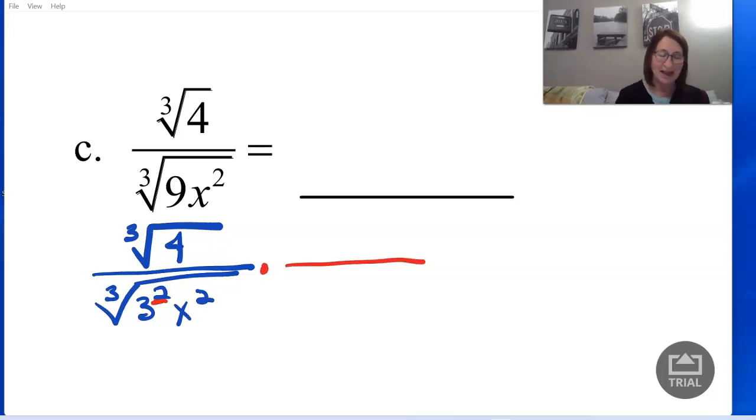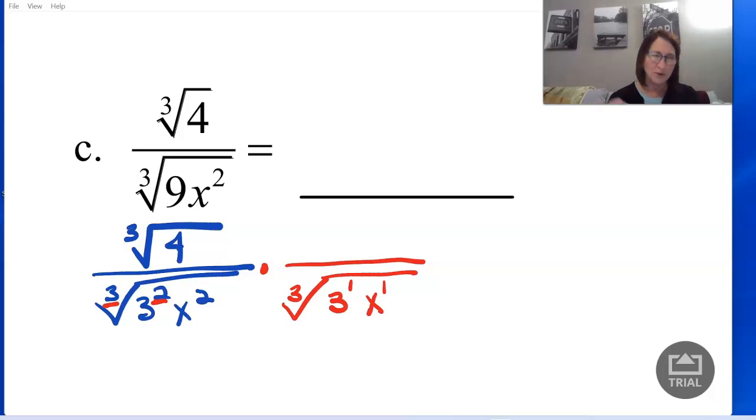So I see that I have 2 3's. I need 3 3's. So I'm going to create a radical that has the same index as my original. I'm going to put a 3 under here because I need one more. So now I've got an x, but I have 2 of them. I need one more. So whatever I do on the bottom, I have to do exactly the same thing on the top.